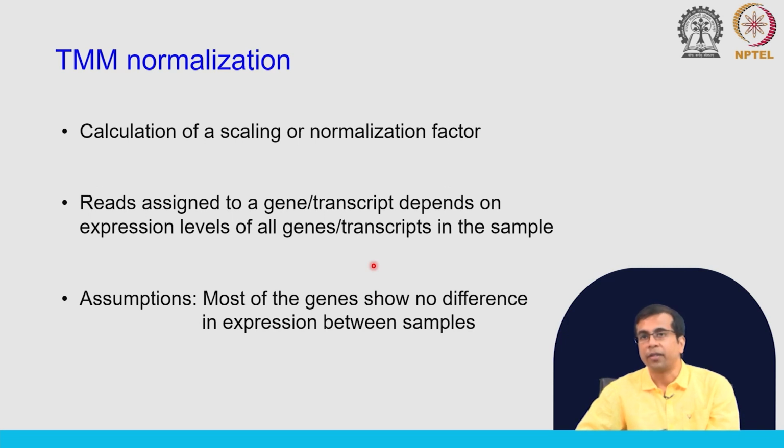One of the assumptions this method makes is that there is no difference in expression of most of the genes between samples, right. So, if you take, let us say, 1000 genes, probably 80% or 70% do not show any difference in expression, okay. This is an assumption in this method, and maybe 20-30% show difference in expression between samples, okay. Based on the assumption, this method calculates a scaling or normalization factor.